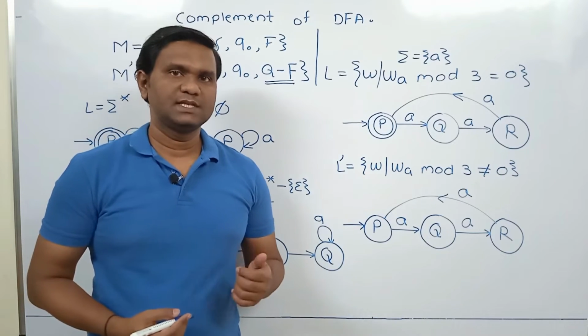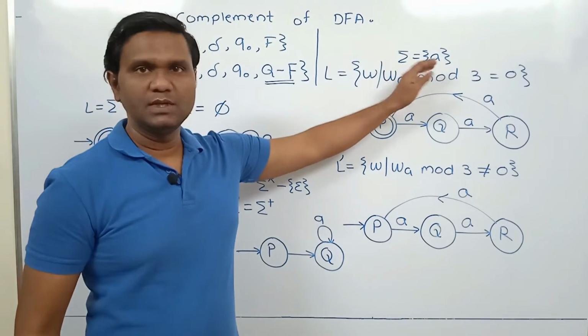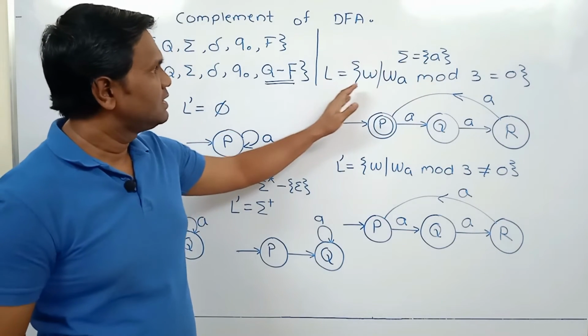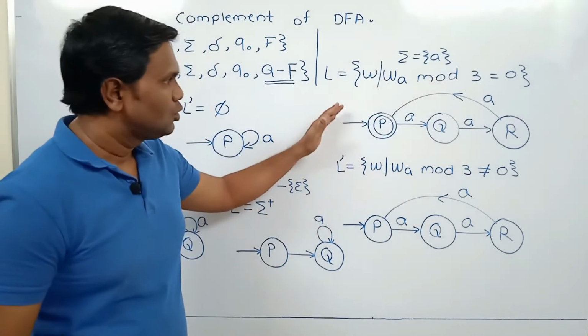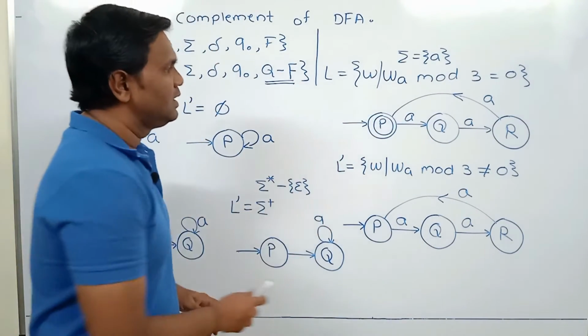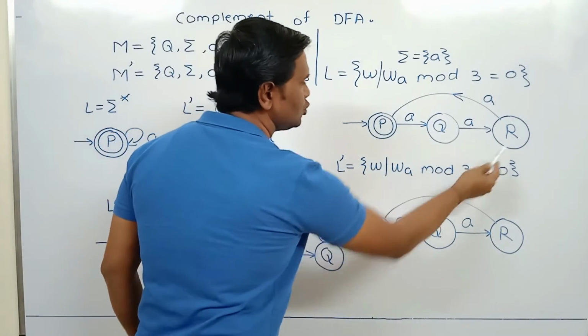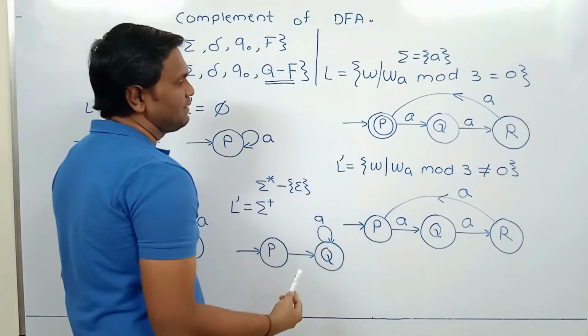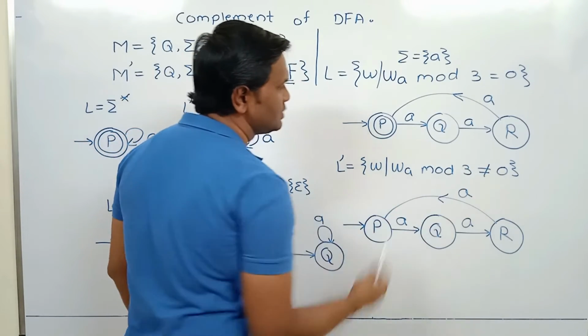Now let's see a few more examples for complement of the DFA. Consider an alphabet that contains only one symbol A. Language L is W such that the number of A's in W mod 3 is 0. So this is the DFA. Here the number of A mod 3 is 0, here it is 1, here it is 2. Now the complement of this language will be W such that the number of A mod 3 is not equal to 0.